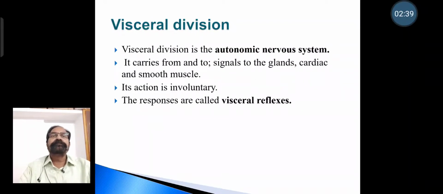Visceral division. The visceral division is the autonomic nervous system. It carries signals from and to the glands, cardiac muscle and smooth muscle. Its action is involuntary. The responses are called as visceral reflexes.